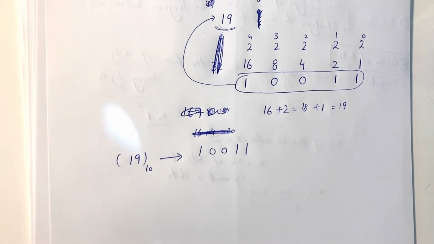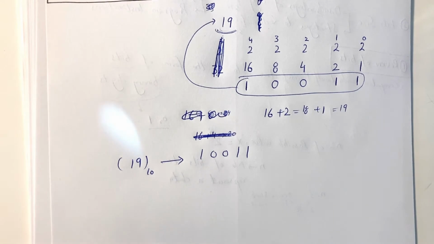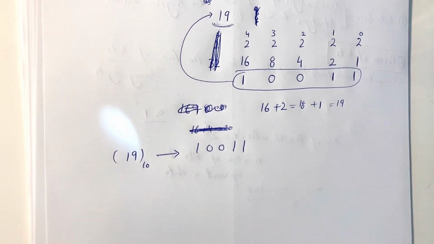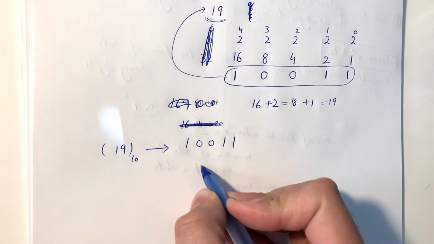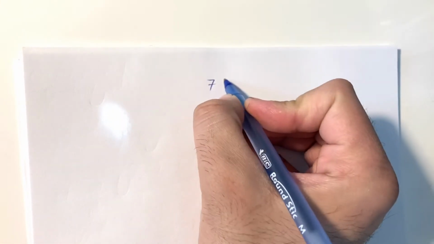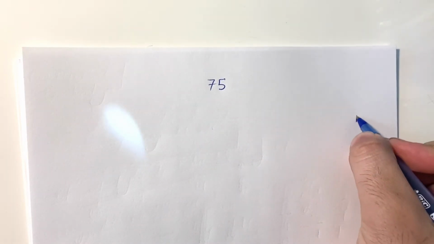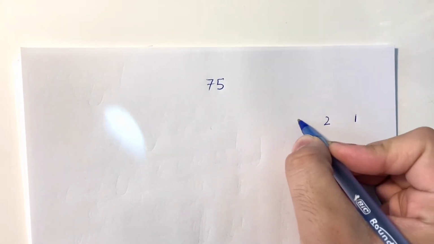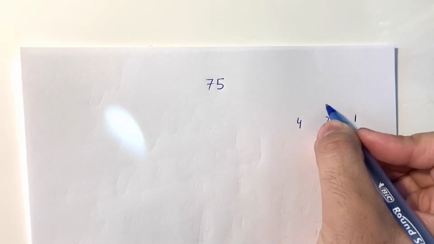Let's do it with another example. Let's take a big number, for example, 75. Now we need to convert 75 into binary. Again, 1, 2, 4, like 2 raised to power 0, 2 power 1, 2 power 2 and so on.